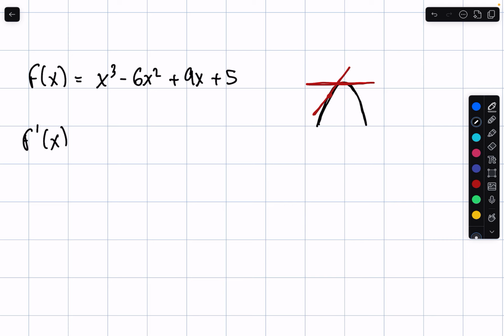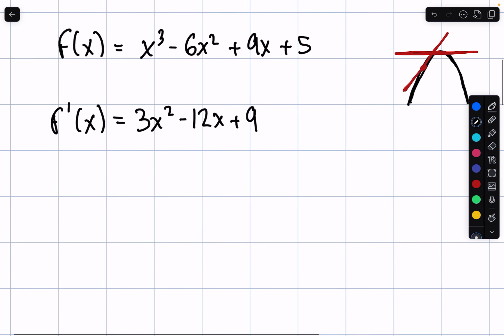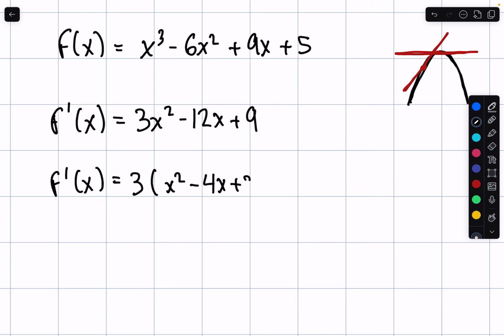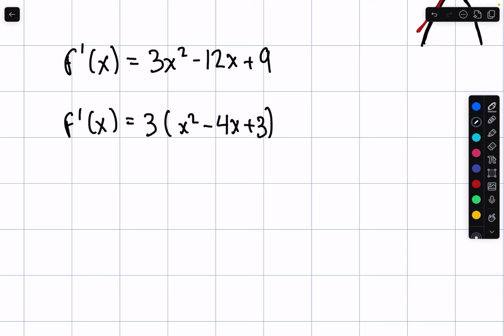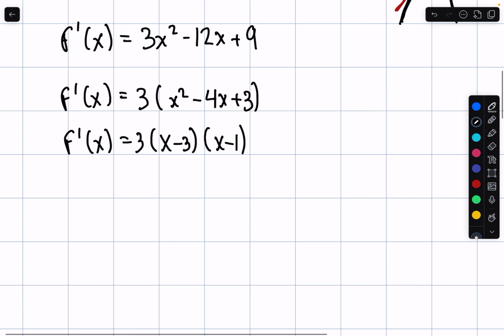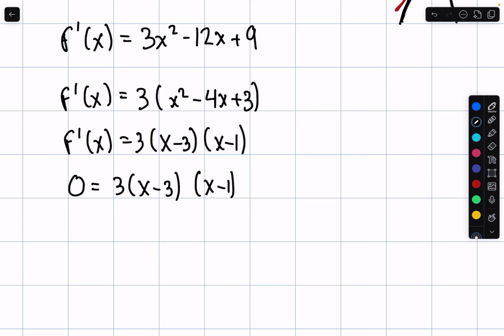So if we take the derivative of this using the power rule, we get this function here, 3x squared minus 12x plus 9. We can then factor a 3 out of this whole thing to get x squared minus 4x plus 3. If we continue to factor this, we get 3 times x minus 3 times x minus 1. So now this is our derivative, and when we set this equal to 0, we get 3 times x minus 3 times x minus 1 is equal to 0.